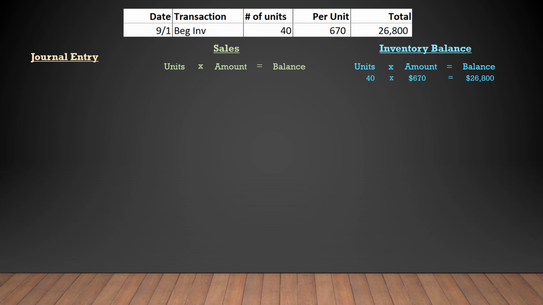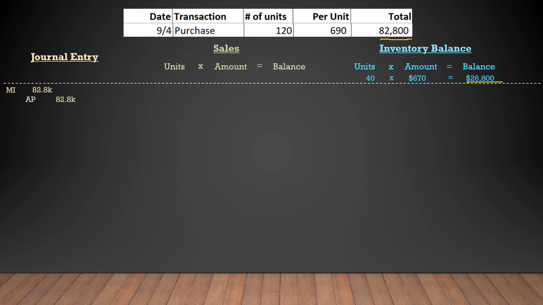We start off with our beginning inventory of $26,800. So far, no difference. We make our purchase on September 4th, in which we debit merchandise inventory and credit accounts payable for $82,800. This purchase will once again become our new inventory layer when combined with our beginning inventory. Together, they yield a new balance of $109,600.